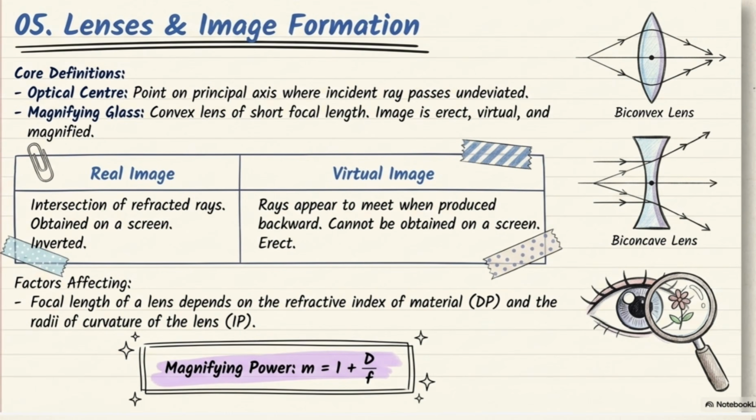Number 5. Lenses. A lens is a transparent optical device that refracts light to form images. There are two main types. Convex lens: it is a converging lens that brings light rays together. Concave lens: it is a diverging lens that spreads light rays apart. A convex lens can form real or virtual images depending on object position. A concave lens always forms virtual, erect, and diminished images. The important formula for lenses is 1 upon f equals 1 upon v plus 1 upon u, where f is focal length, v is image distance, u is object distance.